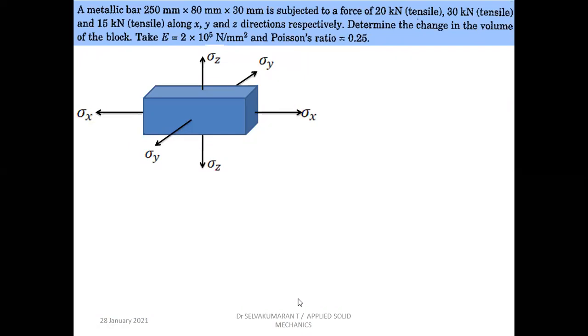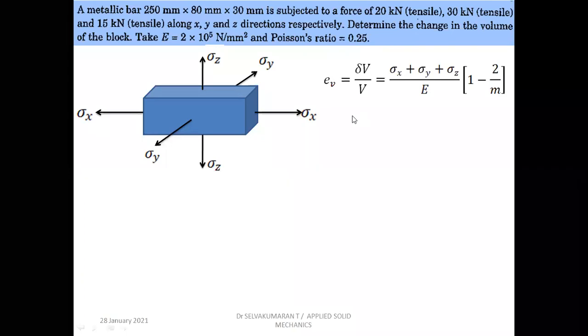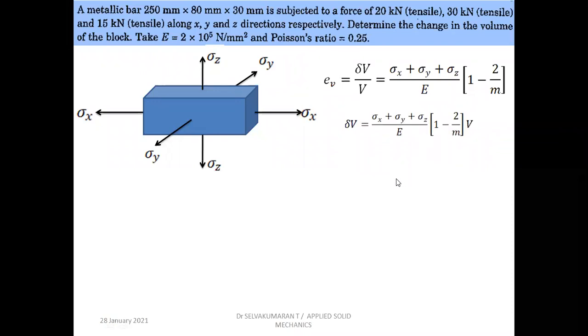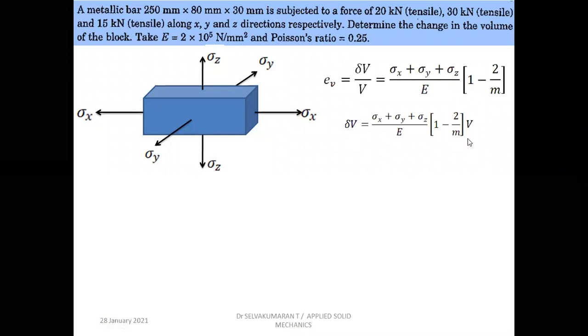So you can see it is represented in the figure. Sigma x, sigma y, sigma z are the stresses, or you can write Px, Py, Pz as the forces in the respective x, y, and z directions. So you know the volumetric strain formula, delta V by V equals (sigma x plus sigma y plus sigma z) divided by E, into (1 minus 2 by m). And the change in volume is given by taking this V to the right hand side, numerator.